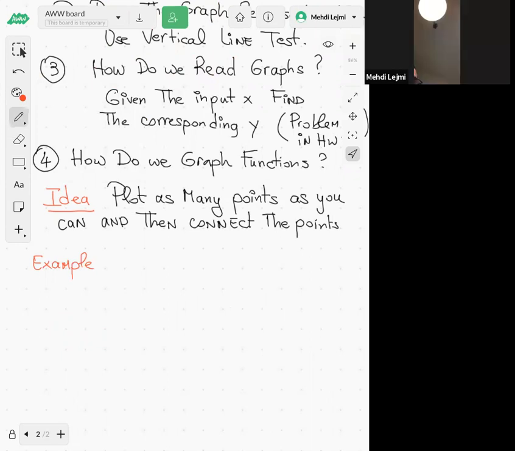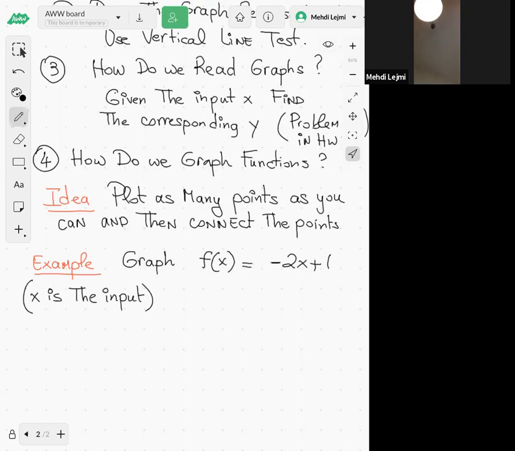Right? So let's say I'm gonna graph the following function. So f of x equal to minus 2x plus 1. Okay. So again, guys, you think of x as the input. X is always the input. Now, I want to graph this function. As I said, the idea was to plot as many points as we can. So I'm gonna make a table with values of x and y.